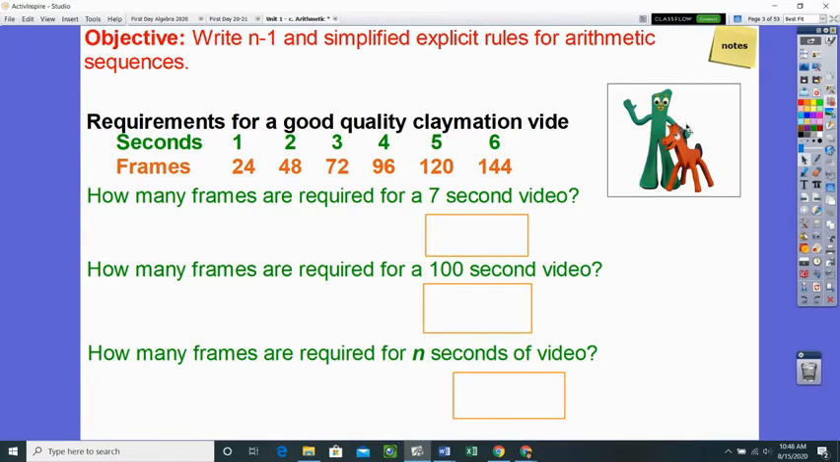The original Disney movies, like pre-Pixar days, like Snow White, Cinderella, they also used this idea, except instead of photographs, they actually had artists drawing those frames.